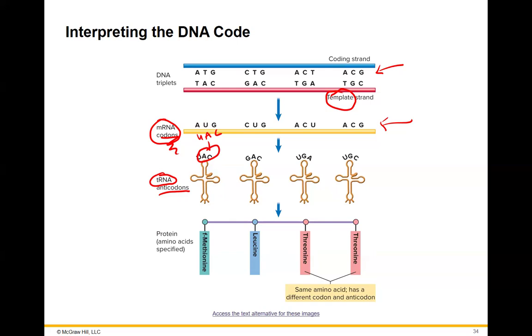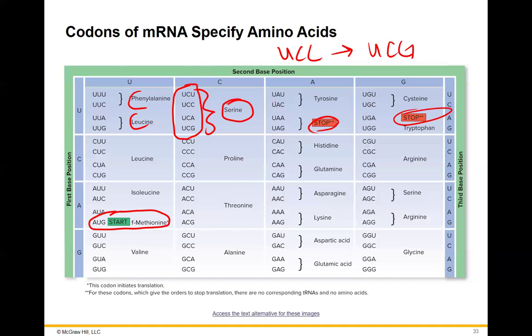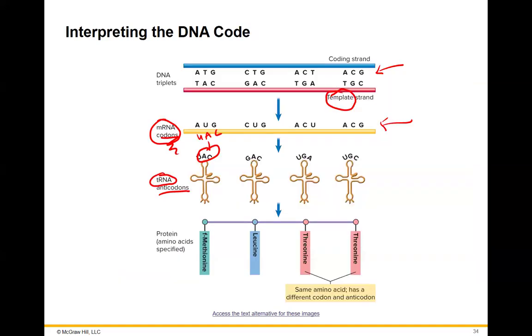Because when we say these things code for serine, when I say UCC codes for serine, I'm saying your mRNA says UCC in it, your anticodon says AGG on it, and then signals to attach serine. That's what's really going on here. So your genetic code dictates which amino acids.